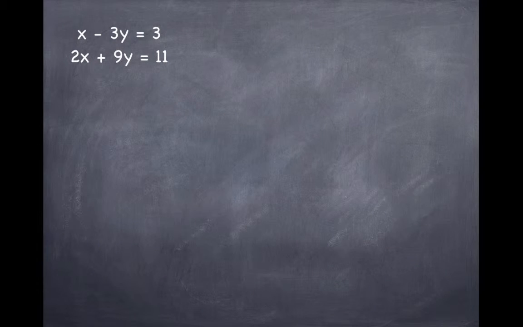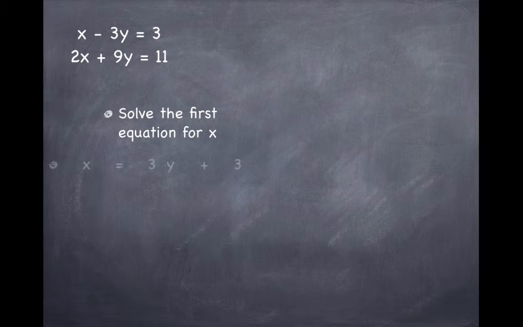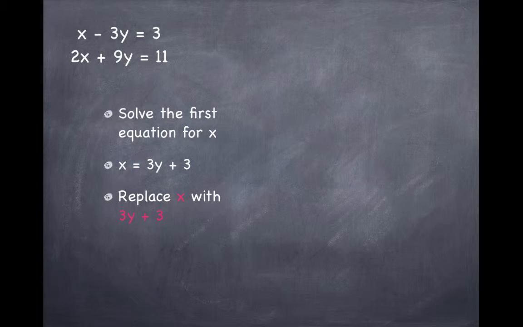We're going to use substitution to solve this system. As I look at the different candidates for a variable to isolate, I notice the x in the first equation has no coefficient, so that's the one I'm going to isolate. To isolate that x, I'm going to add 3y to each side. Now this tells me wherever there's an x in the second equation, I can take it out and put the replacement of 3y plus 3. So I'm going to take the x out and I'm going to put 3y plus 3 in its place.